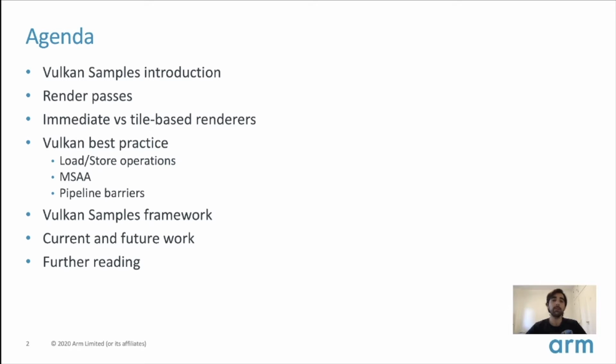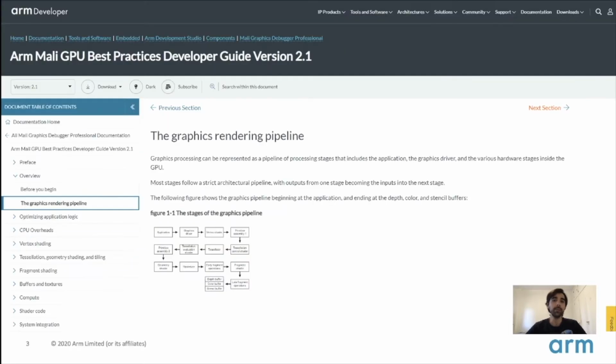The motivation behind the Vulkan Samples project was our best practice guide. This is a collection of do's and don'ts around graphics rendering, both using OpenGL ES and Vulkan. And it is the result of many years of optimization of our hardware and software, and also by using and also optimizing and helping profile applications from game developers.